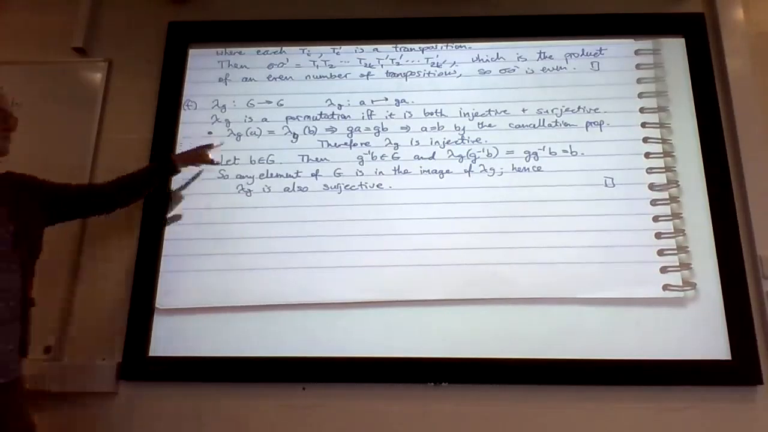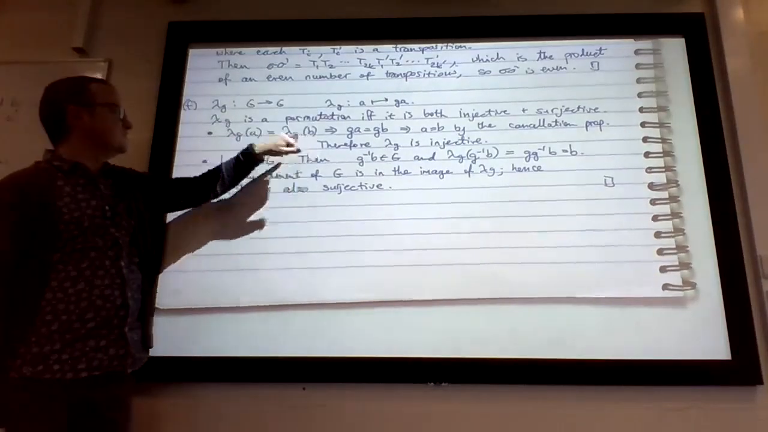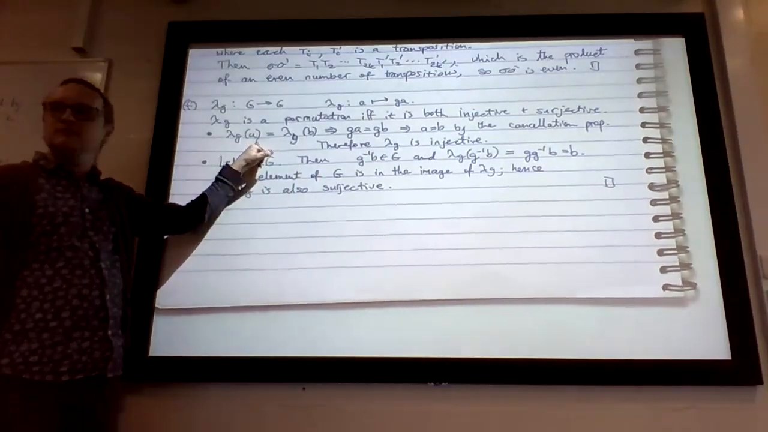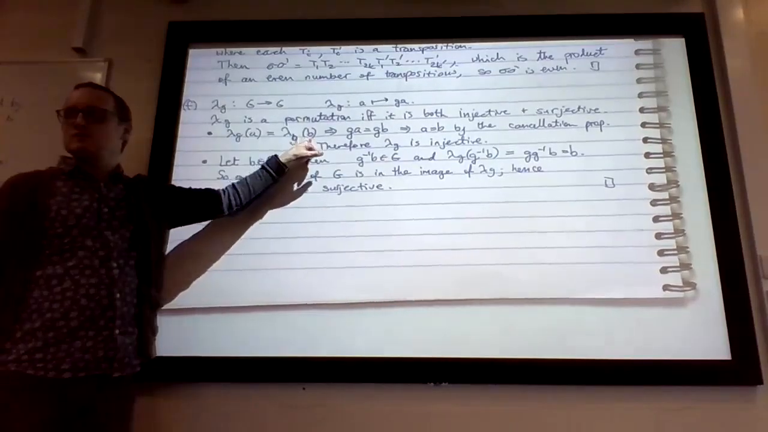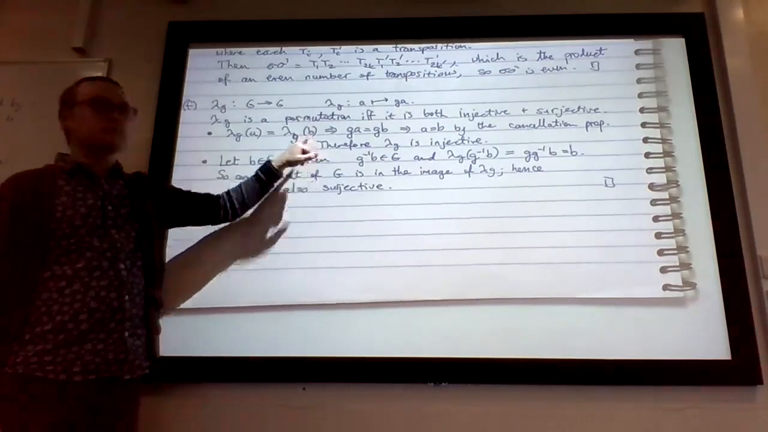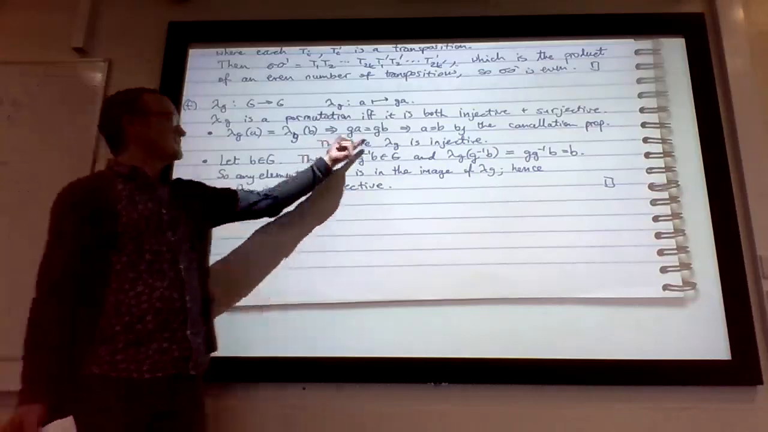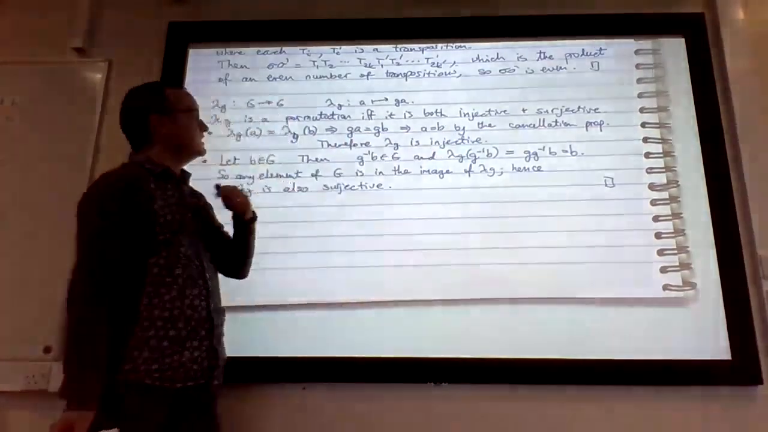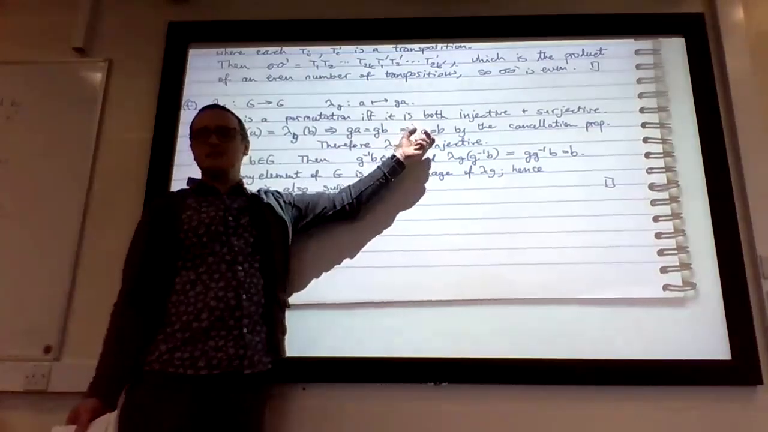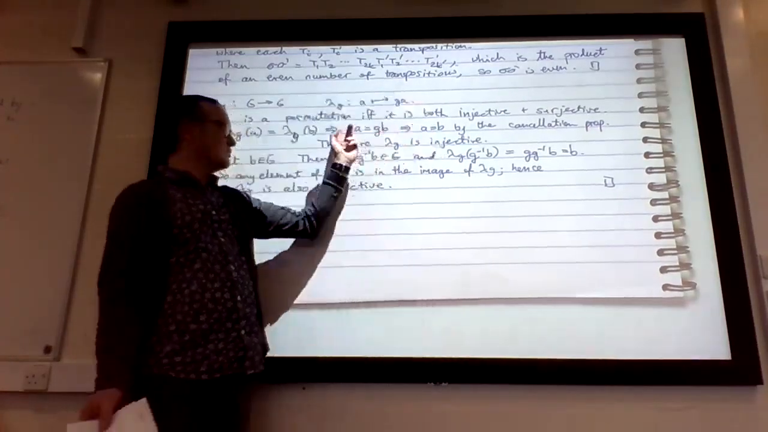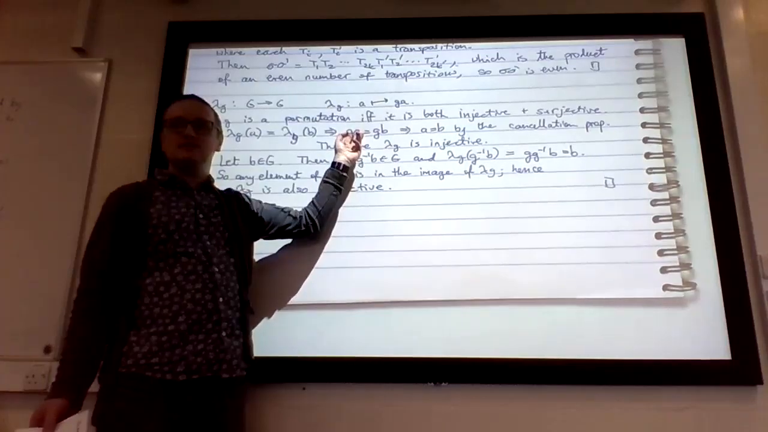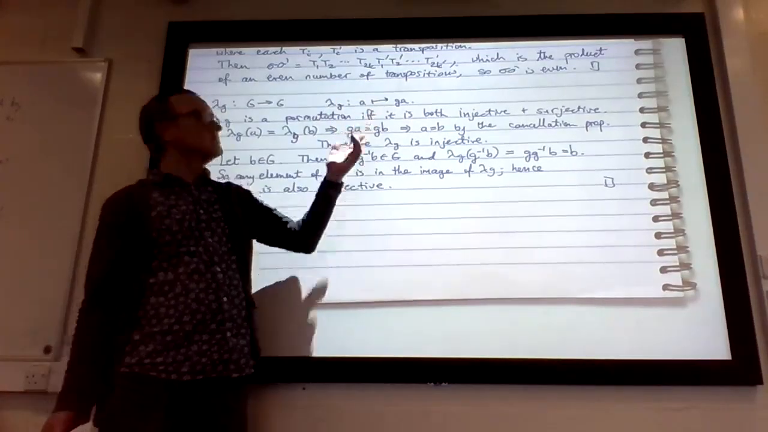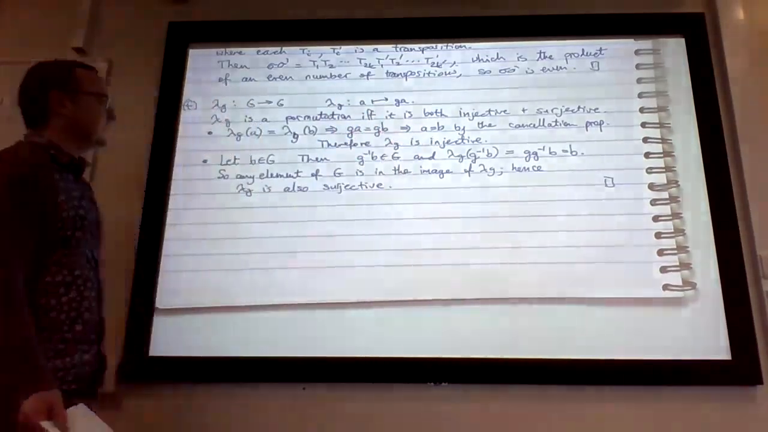The standard way to prove injectivity: assume you've got two arguments which give the same value, and prove that the arguments must in fact be the same element. So these are the values, ga and gb, and by the cancellation property, that implies a equals b. Or you could phrase it as multiplying both sides by g inverse on the left. That is the cancellation property. You get a equals b.